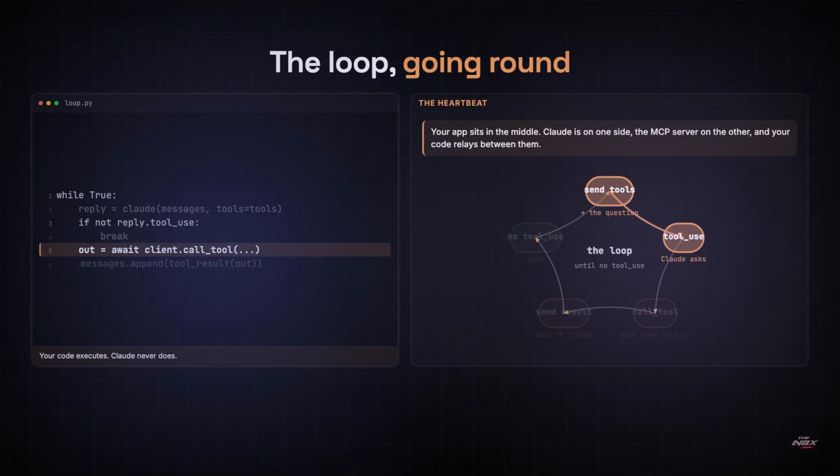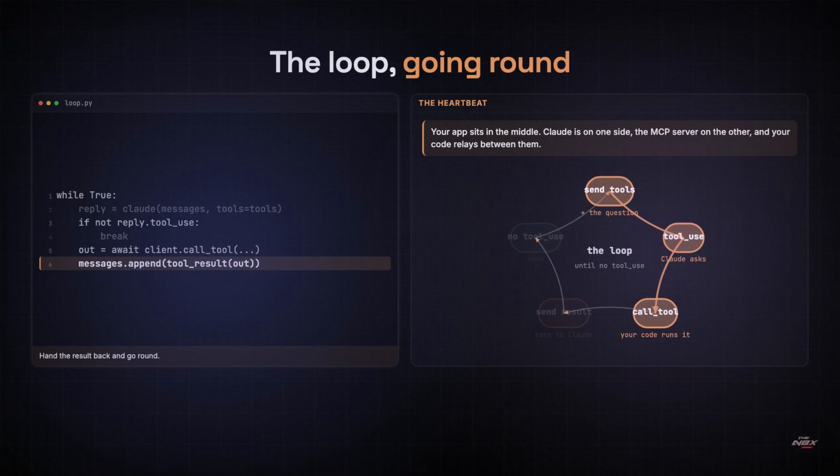Your code calls the tool through the client, which is the only place in this entire system where anything actually executes. Then you append the result to the messages list and send the whole conversation back to Claude, and round you go again. The loop ends when a reply carries no tool request at all, because at that point Claude is answering the person rather than asking your code for something.